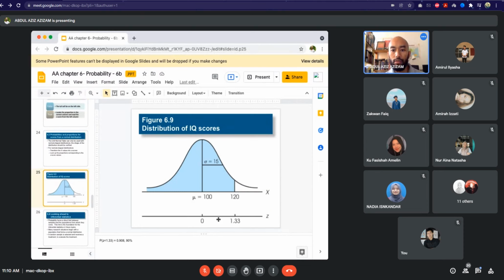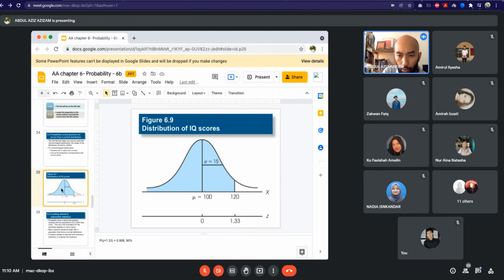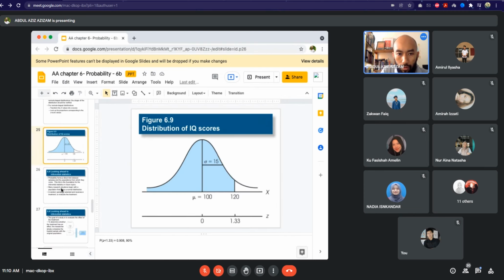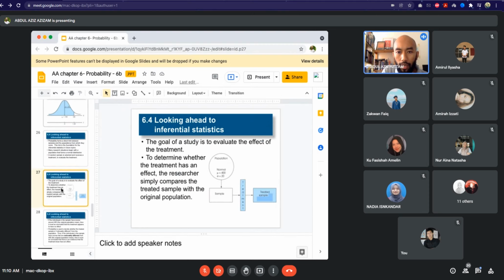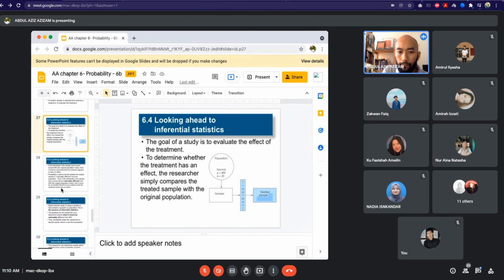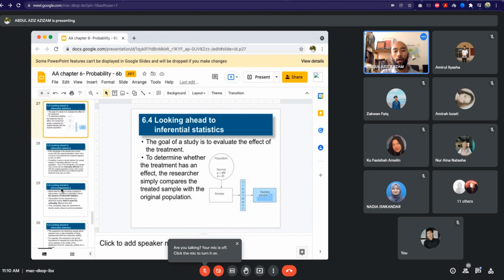Distribution of IQ test. Okay, mari kita tengok dekat sini. The unit normal table can only be used with the normal shape distribution. The shape of the distribution should be verified. For normal shape distribution, transform the X value into Z score. Then only we can look at the distribution ataupun the proportion. Okay. Probability forms a direct link between the sample and the population. Okay, kita laju-laju sikit kat sini. You boleh baca sendiri, nanti I share.